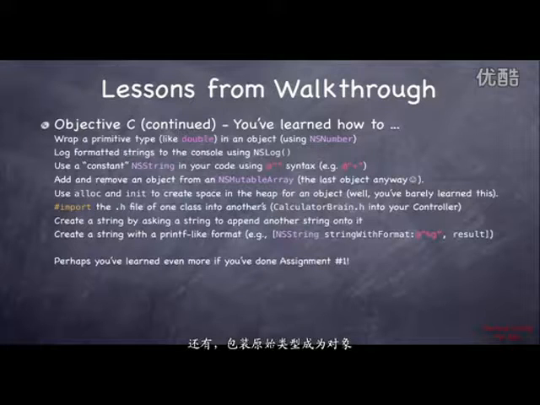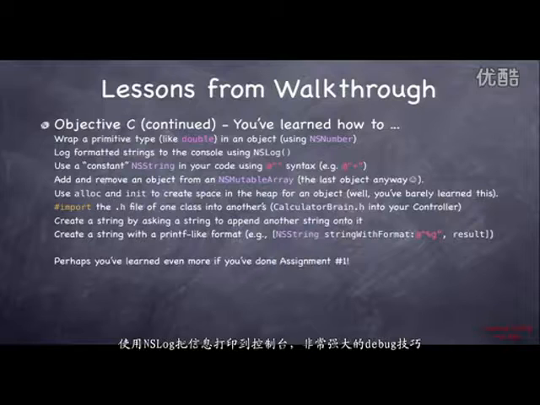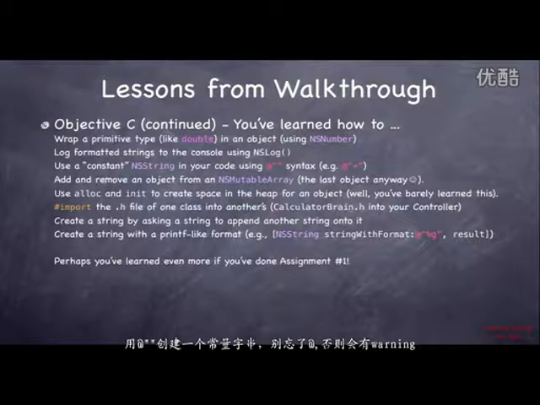More Objective-C, you learned to wrap a primitive type, a double in our case, in an object so that you can put it in things like an array. You learned how to use NSLog to log things to the console, a great debugging technique. Creating a constant string using the @ quotes. Don't forget that @. Luckily, the compiler will usually give you a warning if you use no @ quotes, because that'll be a char star, and there's almost nothing in the API that uses a char star, so the compiler's going to be able to warn you.